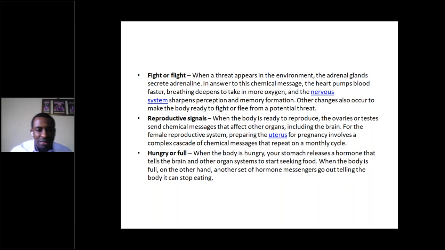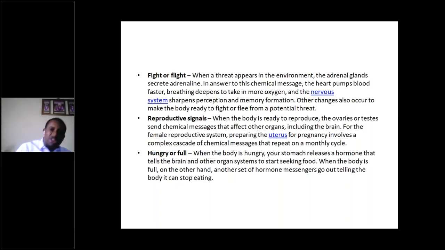Okay, so let's look at the fight or flight. When there's a threat in an environment, what happens? The adrenal gland will secrete adrenaline. Adrenaline is a chemical messenger. That adrenaline will trigger information to the heart. The heart will begin to pump. Have you seen where something just happened? People's hearts will begin to race. That's what happens because of the message that is released.